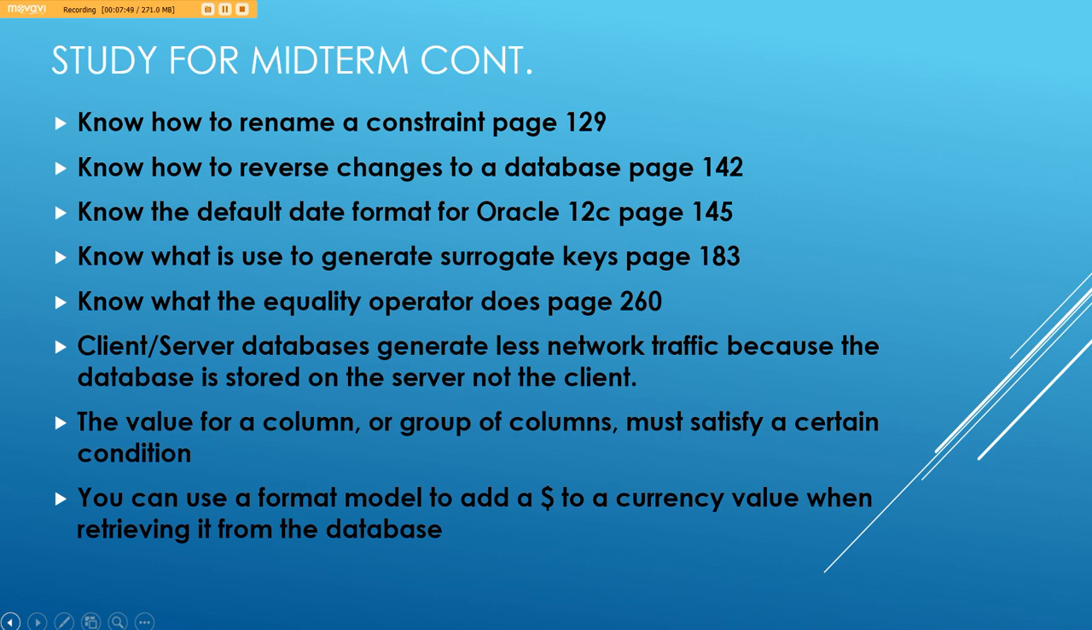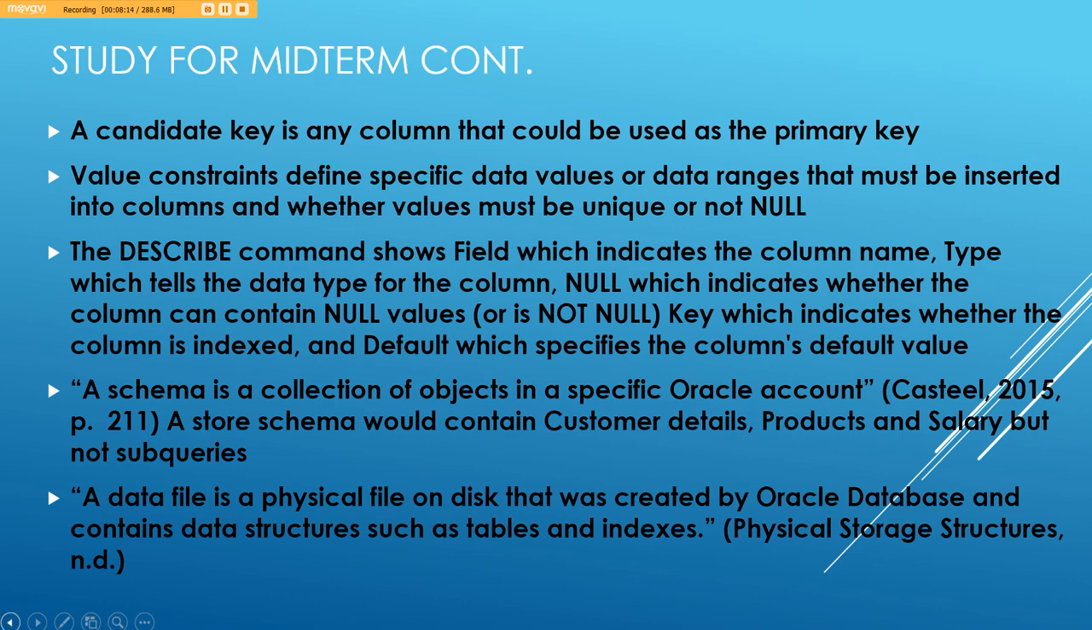Client-server databases generate less network traffic because the database is stored on the server, not the client. The value for a column or group of columns must satisfy a certain condition. You can use a format model to add a $ sign to a currency value when retrieving it from the database. A candidate key is any column that can be used as the primary key. Value constraints define specific data values or data ranges that must be inserted into columns and whether values must be unique or not null.